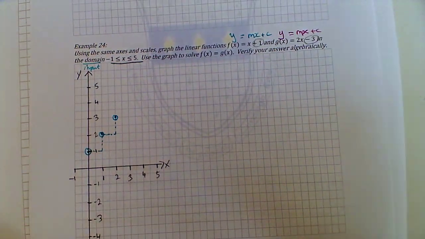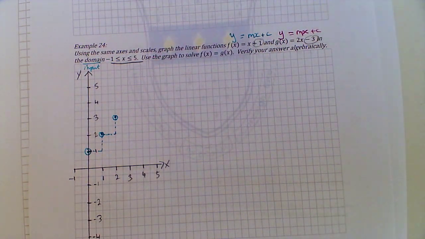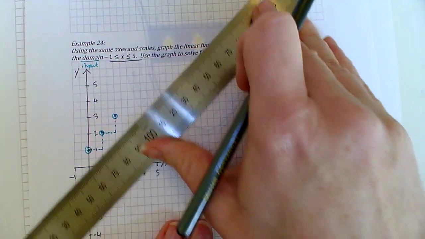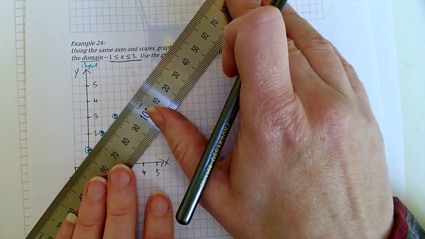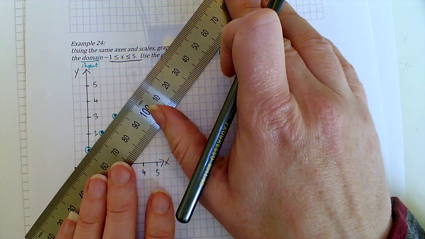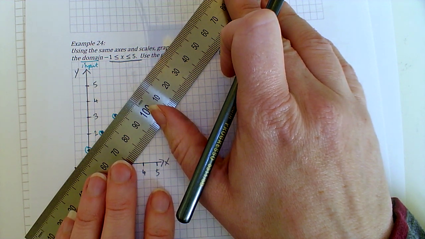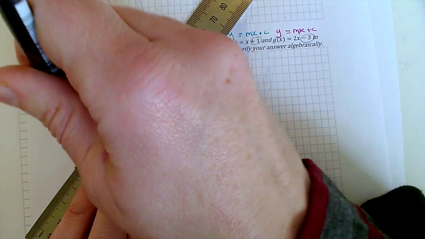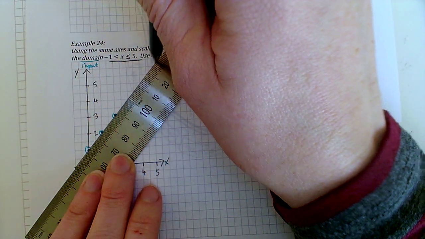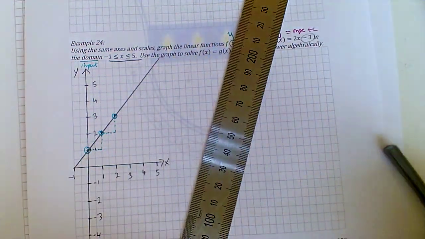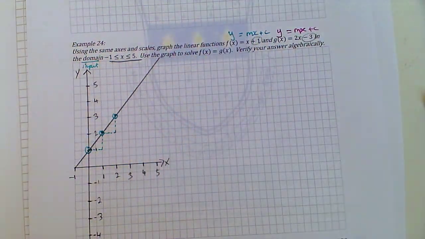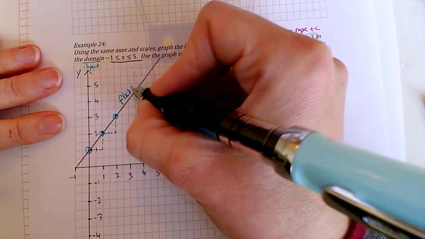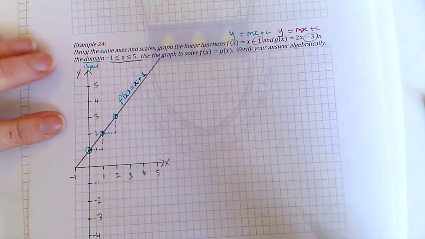If you don't like doing it this way, you can feel free to go ahead and find 2 points that are on the line and to graph it that way instead. But because it was already in the form y equals mx plus c, this seemed like a nice and quick way to draw it. So there's my graph of f of x. And again, we'll just write the name of the line. So this is f of x equals x plus 1.